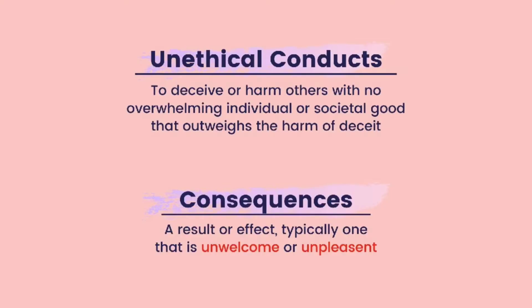So, hi guys. Today, I'm going to continue to the next part, which is the consequences of unethical conduct. What is unethical conduct? Unethical conduct is to deceive or harm others with no overwhelming individual or societal good that outweighs the harm of deceit. What is the meaning of consequences? A consequence is a result or an effect, typically one that is unwelcome or unpleasant. So today, let us take a look at the consequences of this unethical conduct.